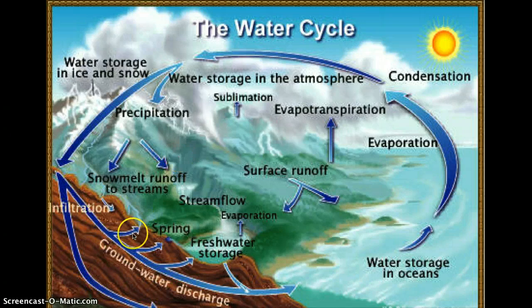Sometimes it will stay there. Sometimes it will come out at a spring. If you've ever been hiking on the mountain and see a spring coming out, that's the groundwater coming out through an opening. Here we've got some storage of the fresh water, so a lake. So you can have evaporation from the lake as well. Let's see. Surface runoff, where it's just running downhill back to our ocean.